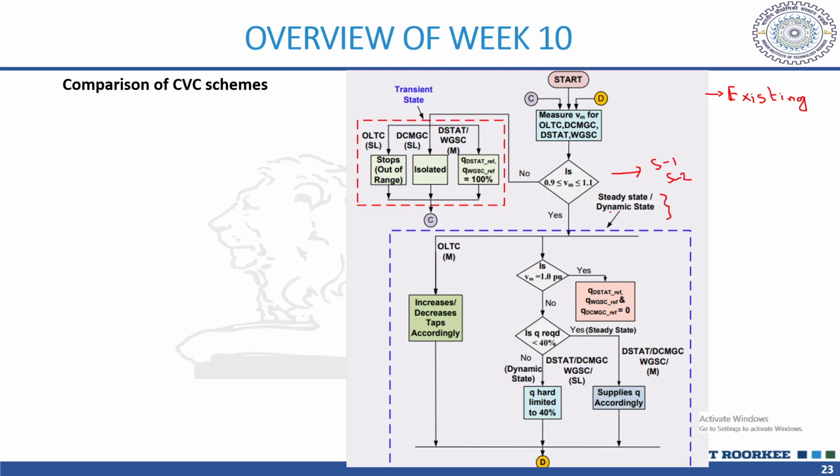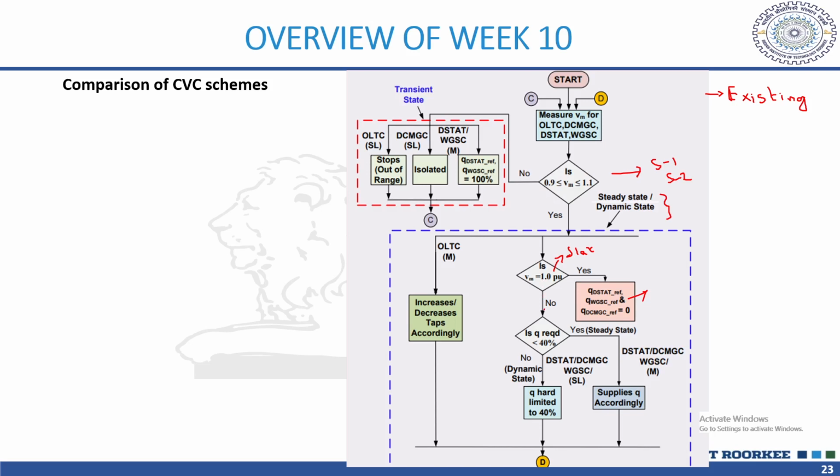Right. So once we know that the voltage is maintained, so either it is in steady state or it is in dynamic state. Then we'll check if the voltage is exactly at 1 per unit. So this is the ideal case, right? We want this flat voltage always. So if the system is already at this condition, we don't want to absorb or inject any Q. So we set the Q as 0 for all the devices.